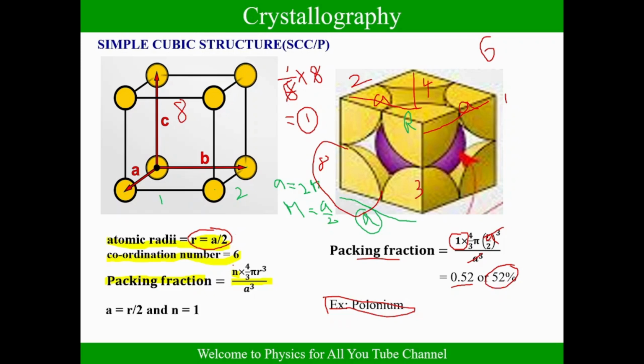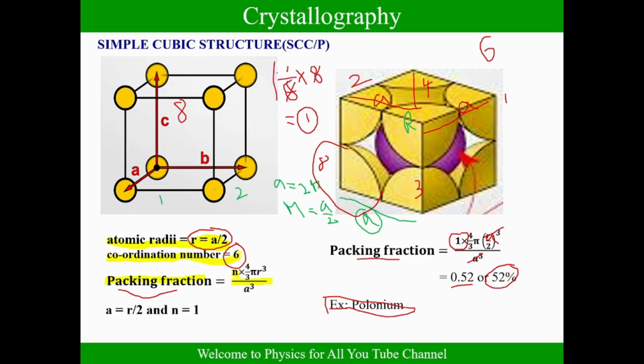Now we have to calculate the coordination number. According to the definition, each and every corner atom is nearest and equidistant to 6 other corner atoms. Therefore, the coordination number can be written as 6. Now the ultimate goal is to calculate the packing fraction. We write the equation for packing fraction, n into 4 by 3 pi r power 3 divided by a power 3. In this equation, substitute n is equal to 1.